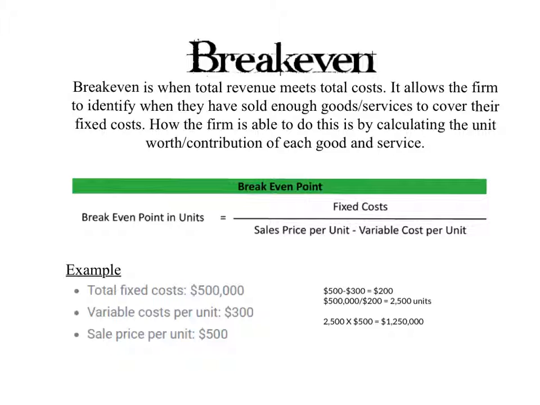Now if you wanted to work out what the break-even point was in total revenue, then you'd get your units of 2,500, which you've just calculated from the previous formula. You times it by your sales price per unit, which is $500, and that would get you $1.25 million. So you know that you'd have to generate a revenue of $1.25 million in order to break even, or you'd need to sell 2,500 units in order to break even.